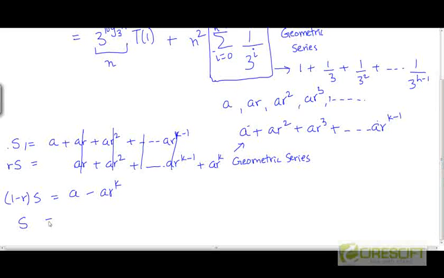So we can say that S is A multiplied by (1 minus R to the power K) divided by (1 minus R). Usually we write it like this when the value of the common ratio is less than 1. If the value of the common ratio is more than 1, then we usually write this as A multiplied by (R to the power K minus 1) divided by (R minus 1), so that both these terms are positive. If R is less than 1, then these two terms will be positive.